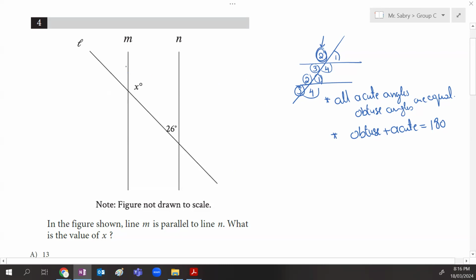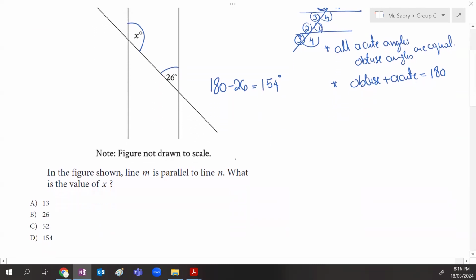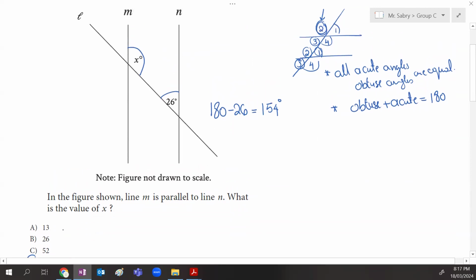So this rule can be applied here because X is obtuse and 26 is acute. If I'd like to find X, I know for a fact that these two plus each other should be 180. So all I can do is 180 minus 26, and that gets me 154 degrees, which is the measure of the angle X, D. Does that make sense?